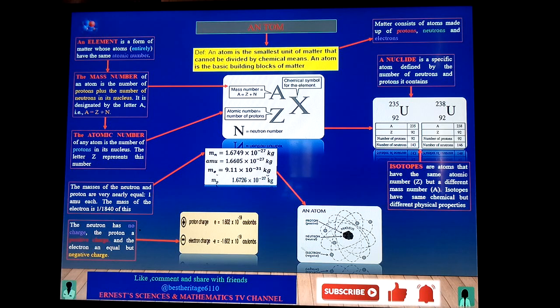Catch us in our other videos on the concepts of atomic structure. I'm going to put a link in the description box for these videos so that they can help us understand further this aspect of the atom, from its time of discovery to the present understanding.